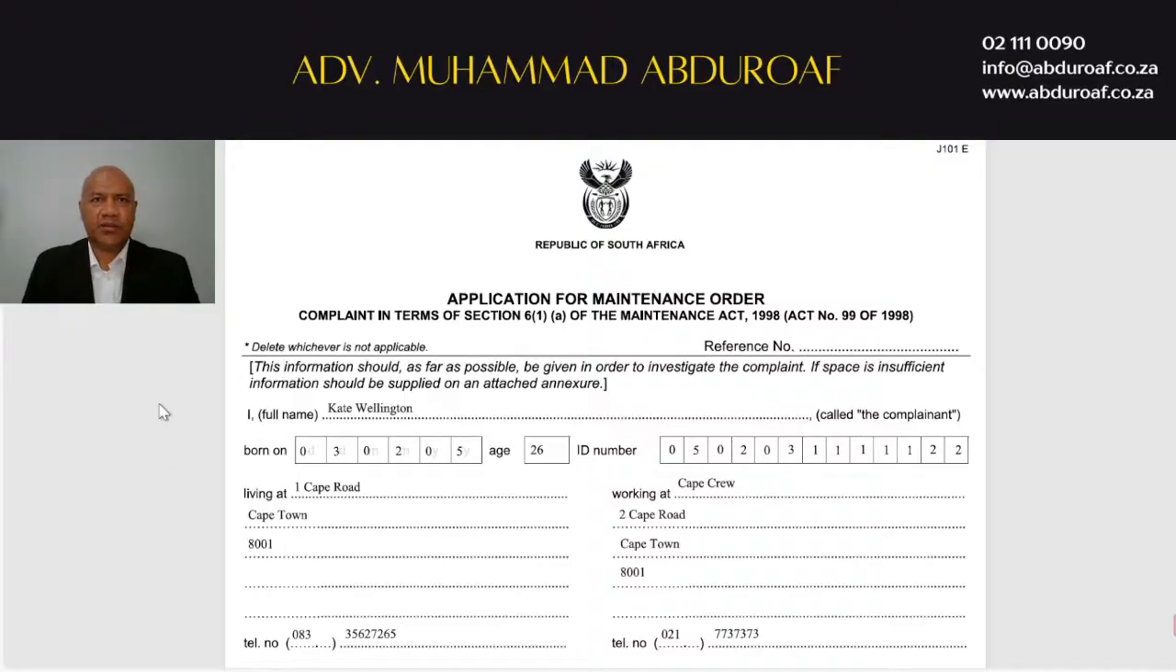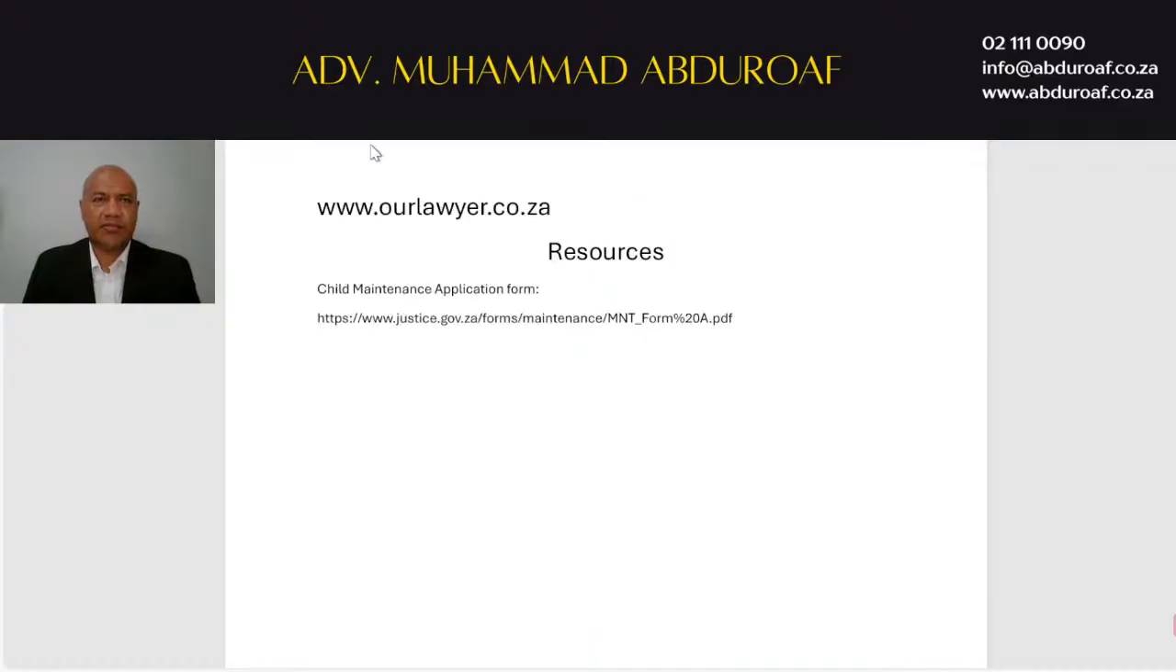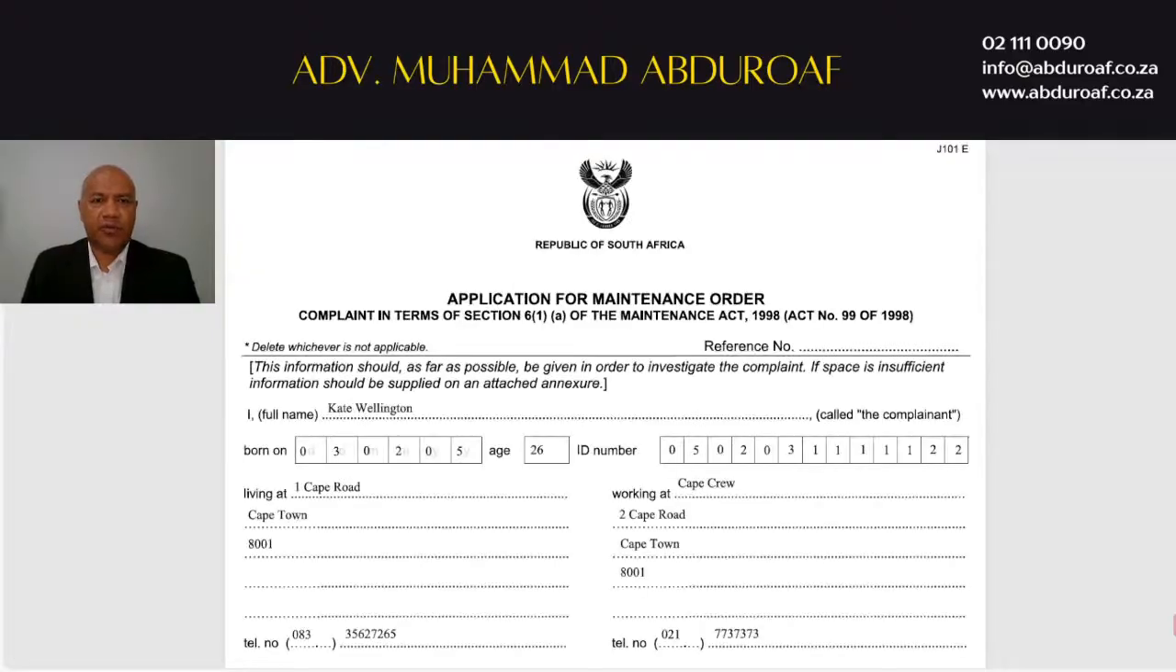This form is obtainable from the government website in front of your screen, and after you have downloaded the form, you obviously have to complete it and take it to the maintenance court. The maintenance court dealing with your matter could either be the one where you reside in your area of magisterial jurisdiction, or in the area where you work. You have a choice. Obviously, the one more convenient to you should be the one that you will be making use of.